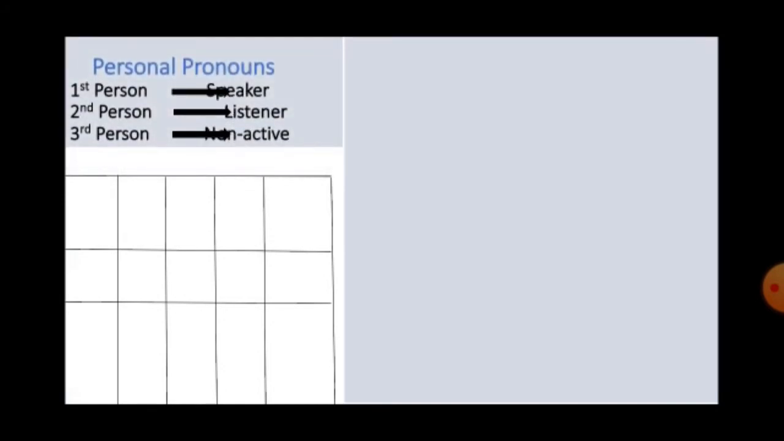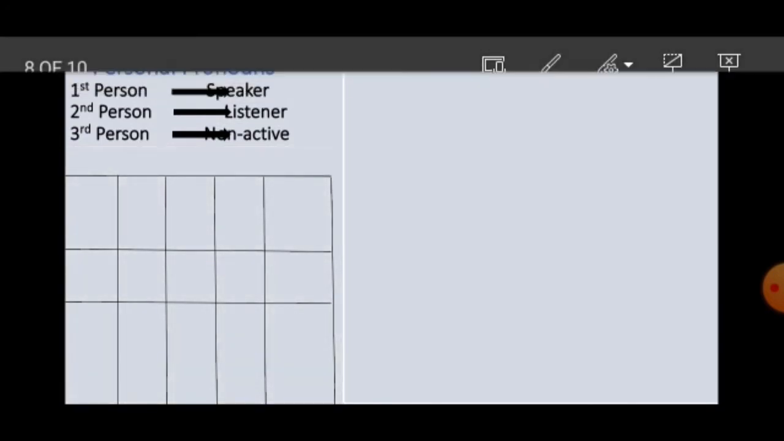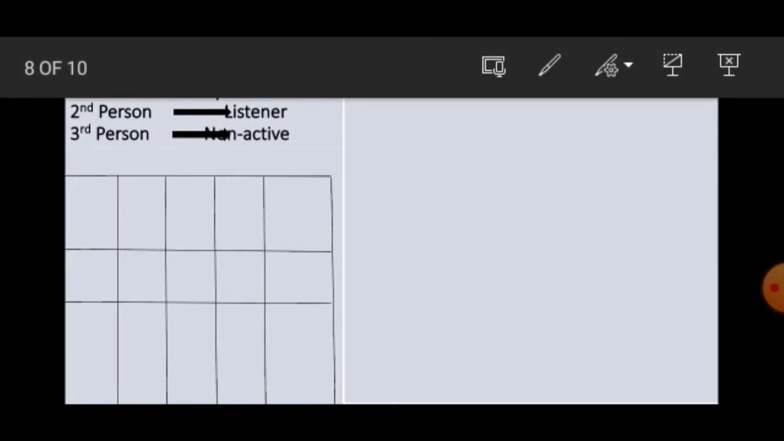For example students, this is our first, the personal pronoun change. So we have three types of person. First person is called the speaker, second person is called the listener, and the third person is the one we talk about, like non-active. So first of all, you have to learn the personal pronoun chart. In the personal pronoun chart we have pronouns and some cases: subjective case, objective case, possessive case, reflexive case.